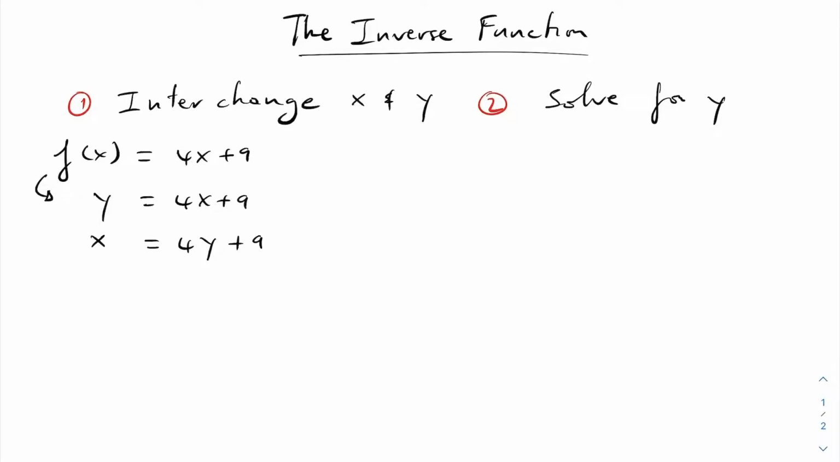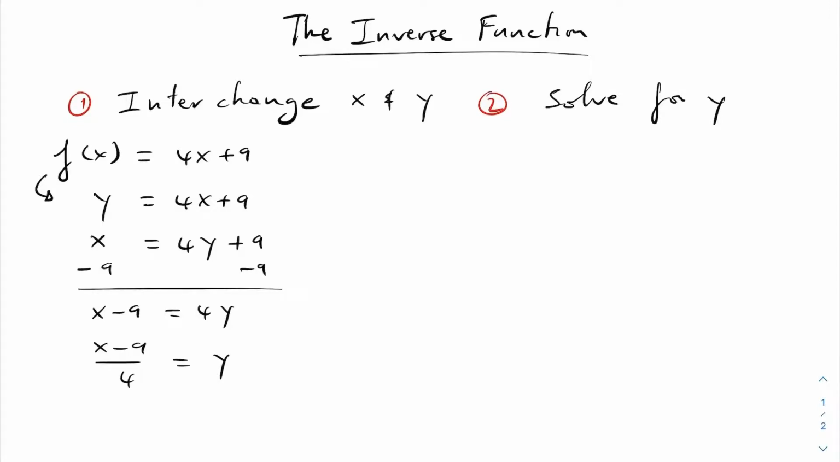So in this case, we're going to have to do minus 9 on both sides. That's going to give us x minus 9 equals 4y. Finally, divide both sides by 4, and you're going to get (x minus 9) over 4 equals y.